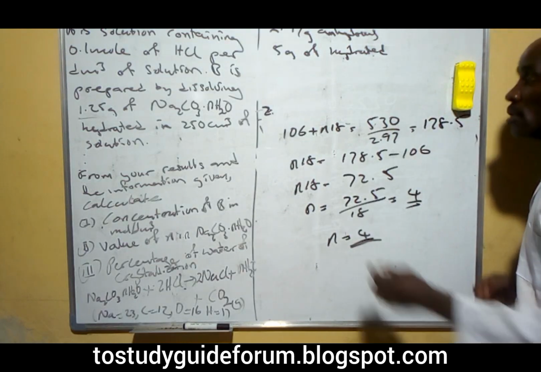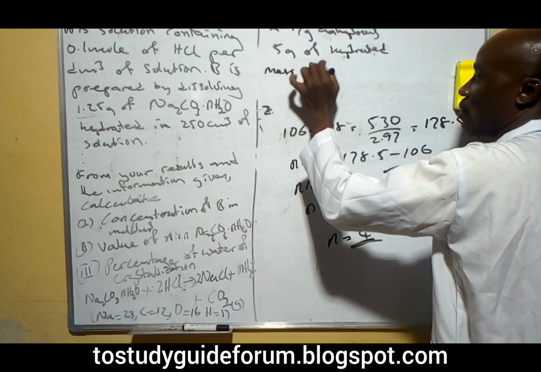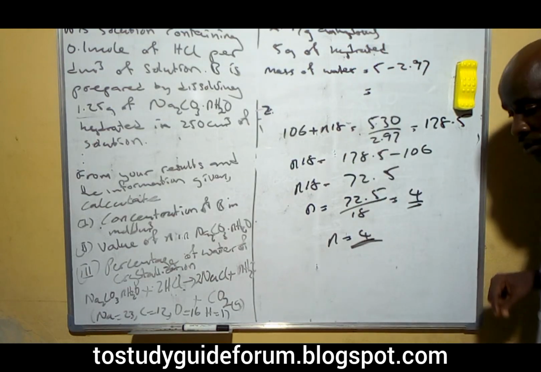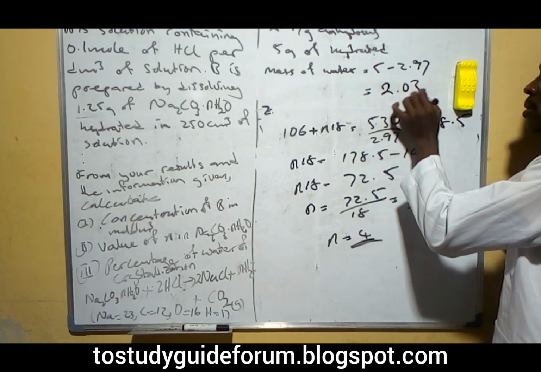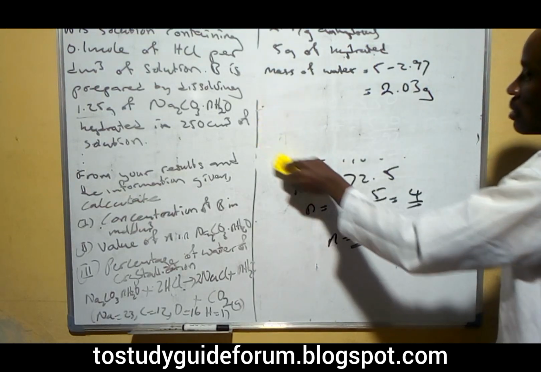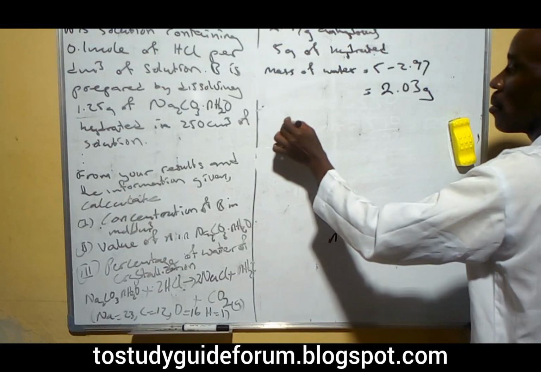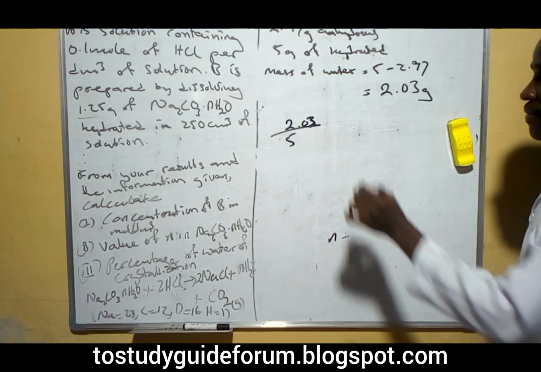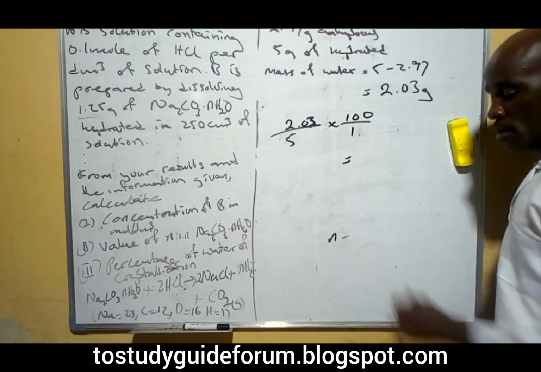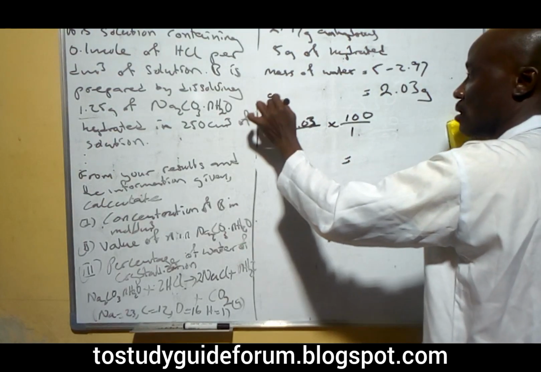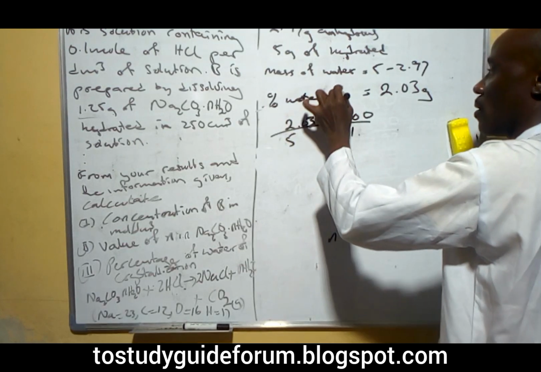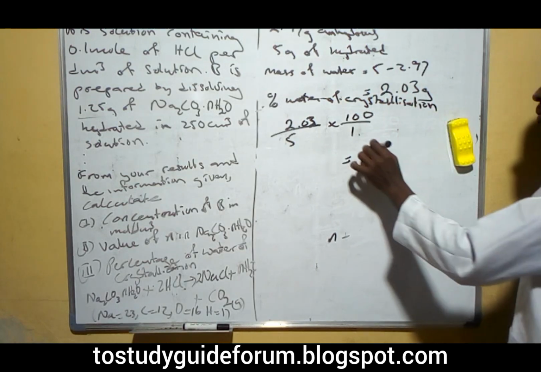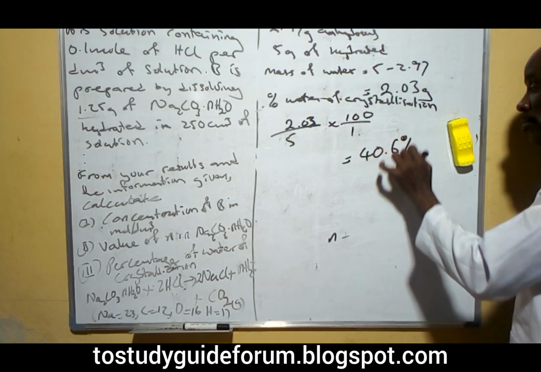So the mass of water will then be equal to 5 minus 2.97, and that will give us the result in grams. Now the percentage of water of crystallization will be the mass of water over the mass of hydrated salt, which is 5, times 100 over 1. That is to get the percentage water of crystallization. So what we have here should be 4.6%. So this is what we have.